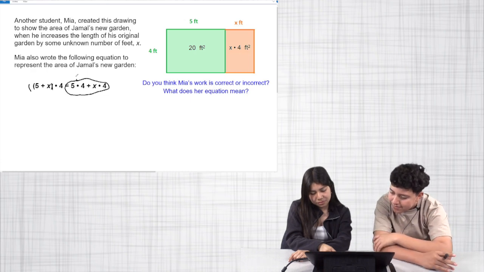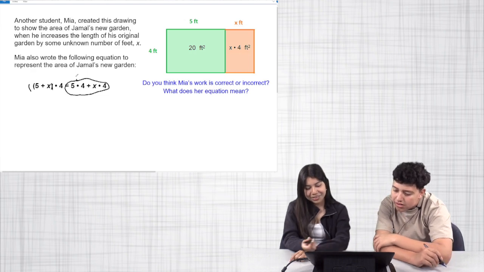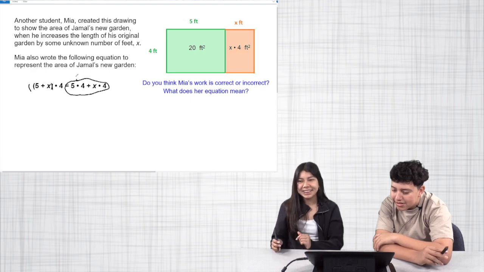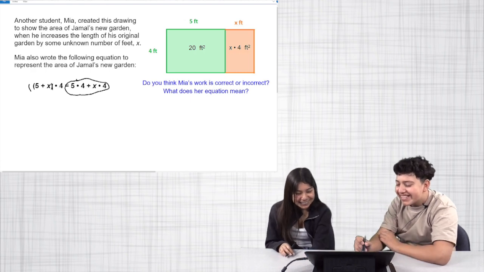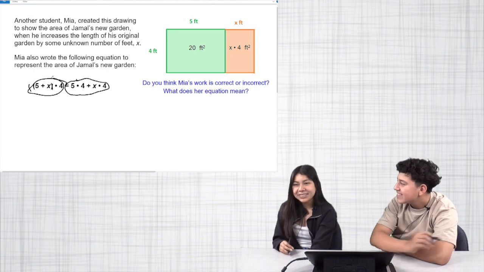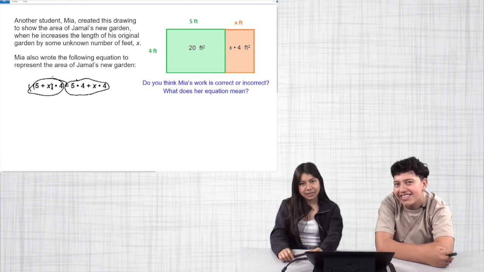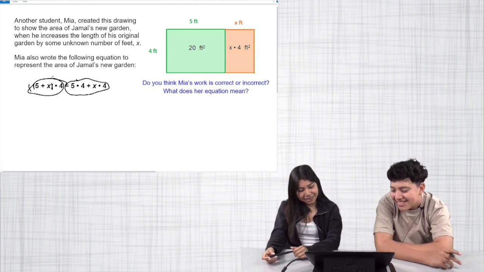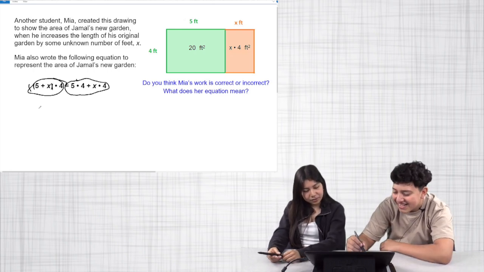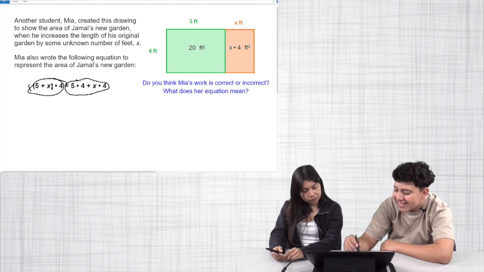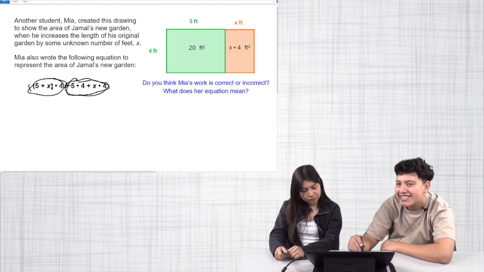So are you saying you don't see the left side in your work, the 5 plus x times 4? We do see it. I know what she means. No, look, we did this too. Yeah, we did it, just not all together. Because first we did this, right? Mm-hmm. And then, but we didn't put the equal sign.